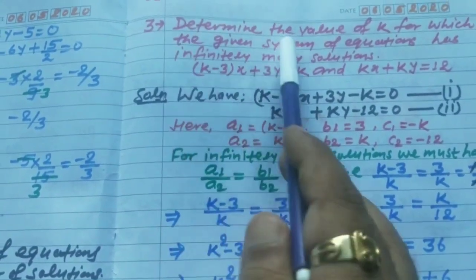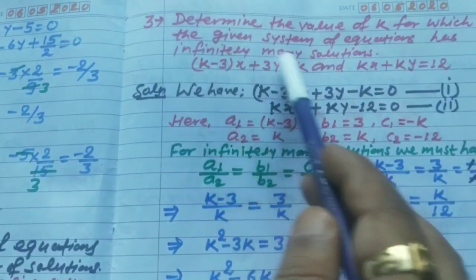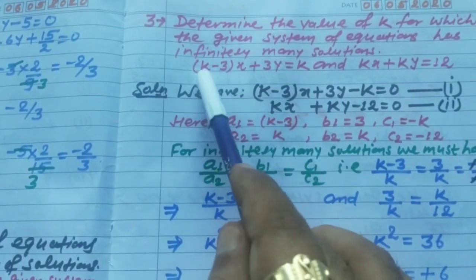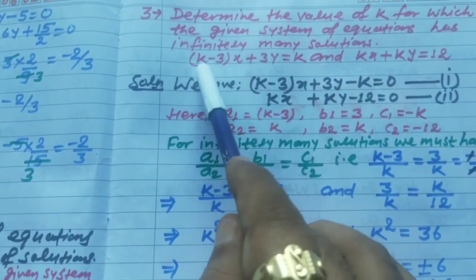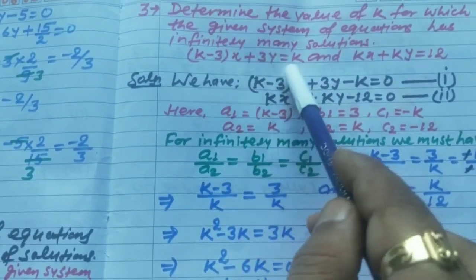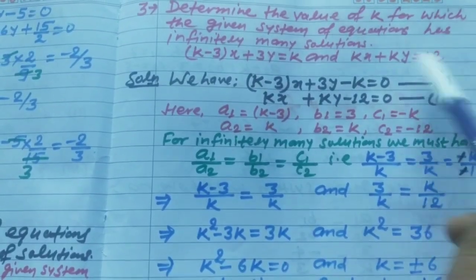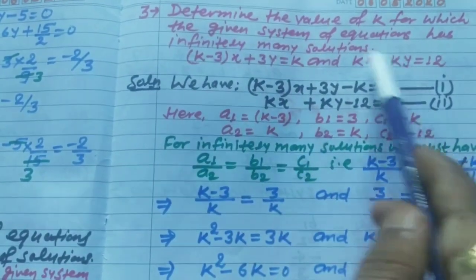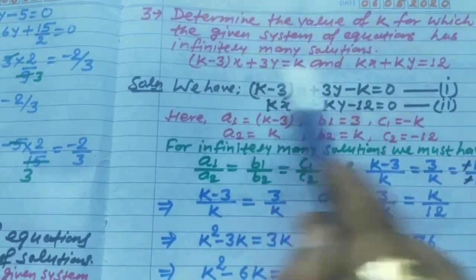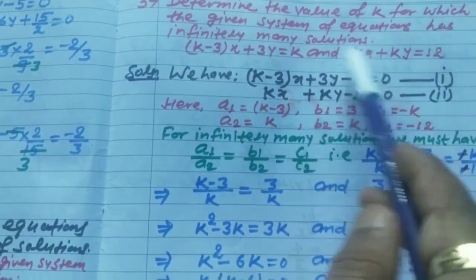So the question is: determine the value of k for which the given system of equations has infinitely many solutions. Your equations are given, and k is given in the equations. You have to find the value of this k. k minus 3 into x plus 3y is equal to k, and the second equation is kx plus ky is equal to 12. So you have to find the value of k for which this pair of equations will have infinitely many solutions.